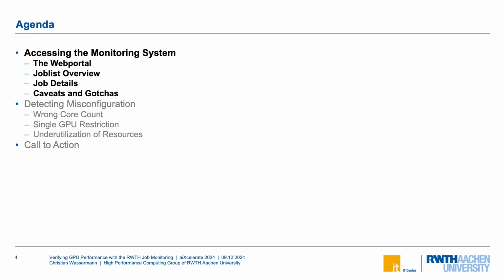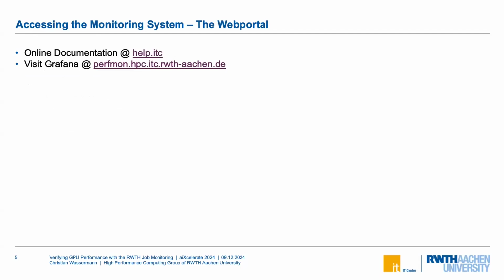Every one of you should already have access to the monitoring portal, whether you have used it or not. The web monitoring portal is available under this URL, perfmon.hpc.itc and so on. Perfmon for performance monitoring, of course. When the slides are online, you can also find these links to the online documentation, or just Google performance monitoring or job monitoring RWTH, and this should be one of the first pages to pop up.